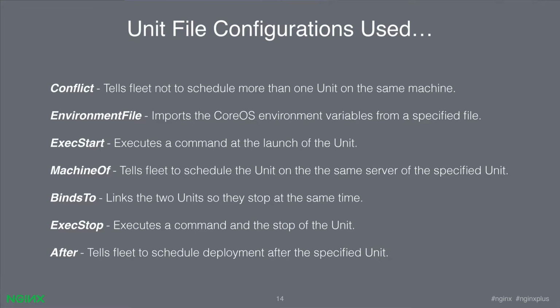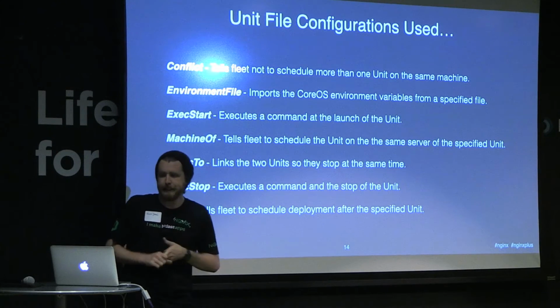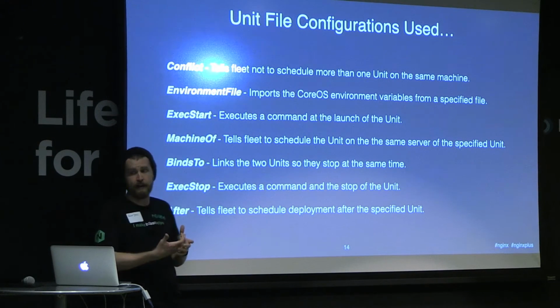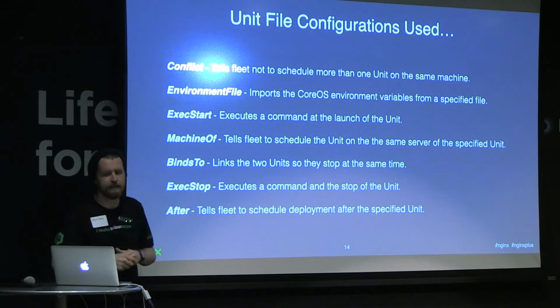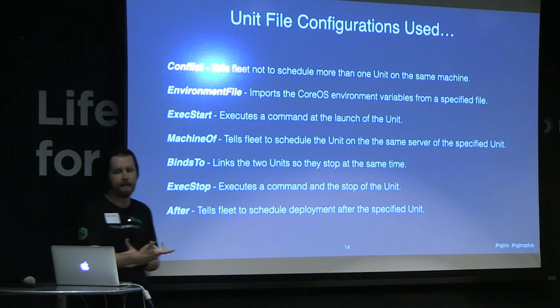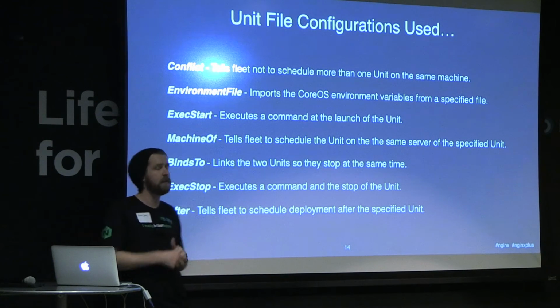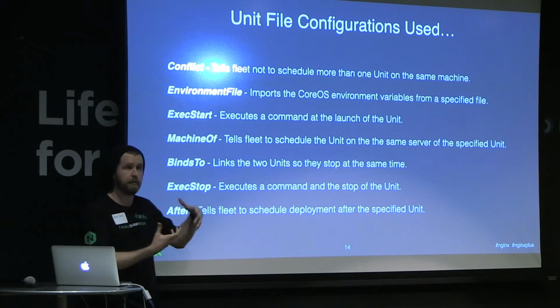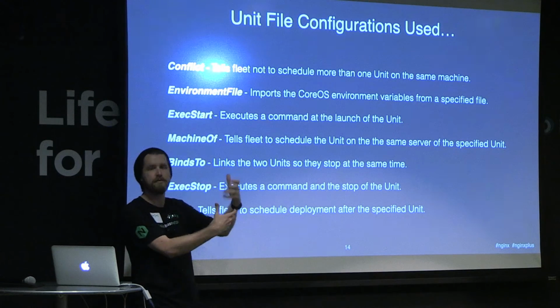These are basically things that we've used to control the deployment of our NGINX deploy. So Conflicts tells Fleet basically not to schedule more than one unit on the same machine. EnvironmentFile allows you to import an actual environment variable from a specified file. We're going to use that. ExecStart is obviously that. When the service starts, it executes this specific command. MachineOf tells Fleet to schedule the unit on the same server that you specify. So that allows you to do what we're doing with the Sidekick service discovery, where we're actually deploying the container and the service on the same host.